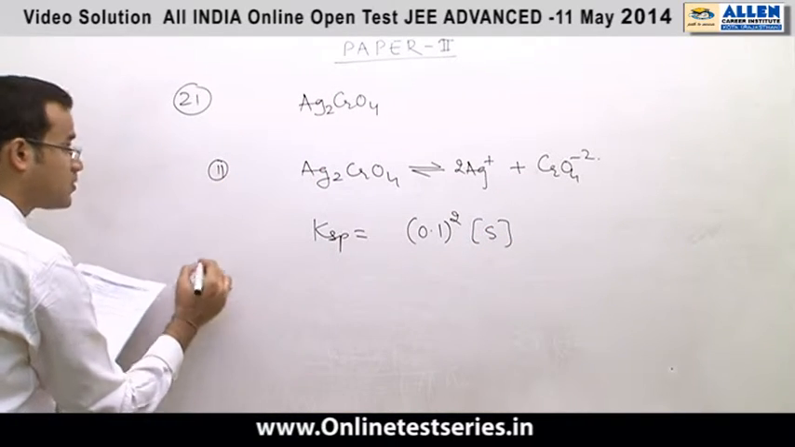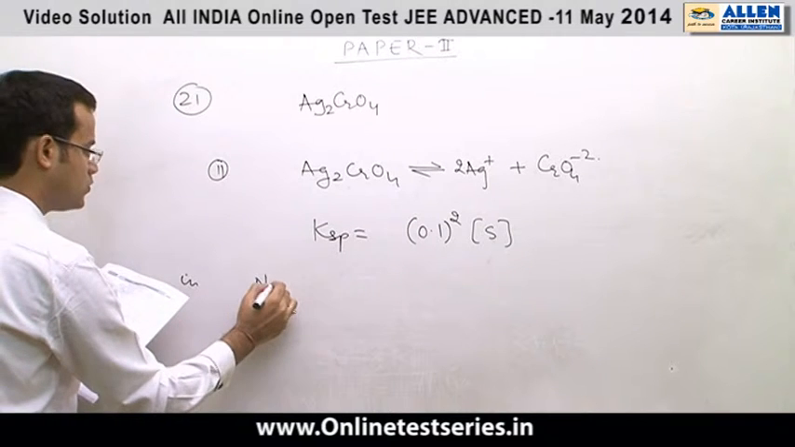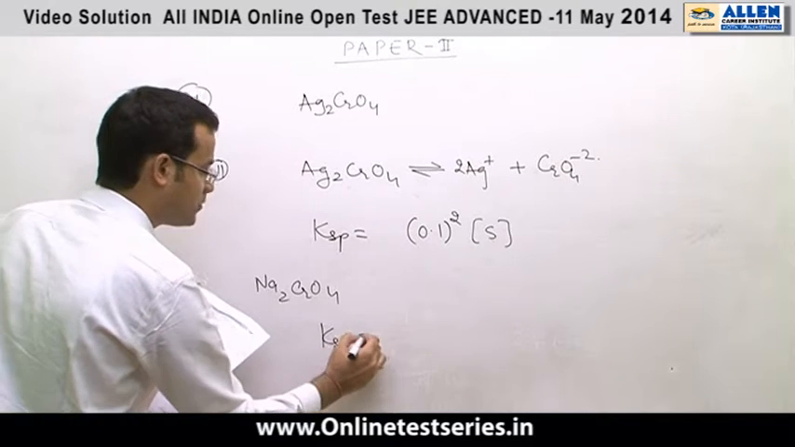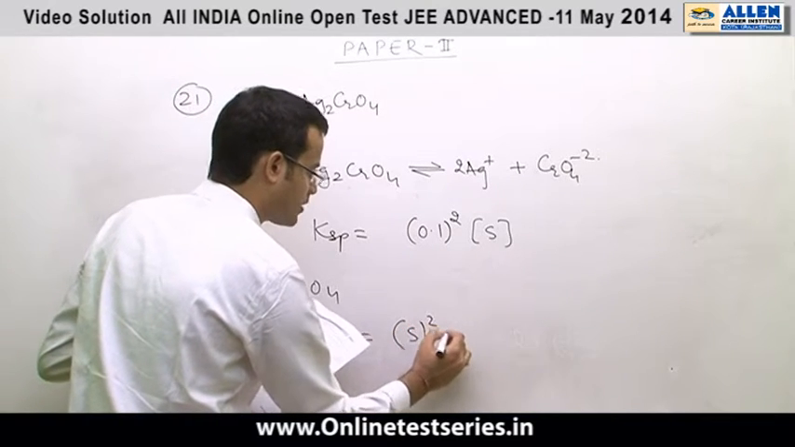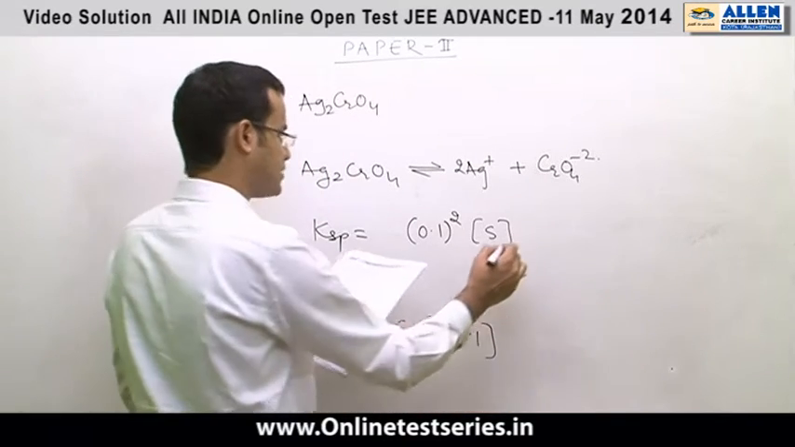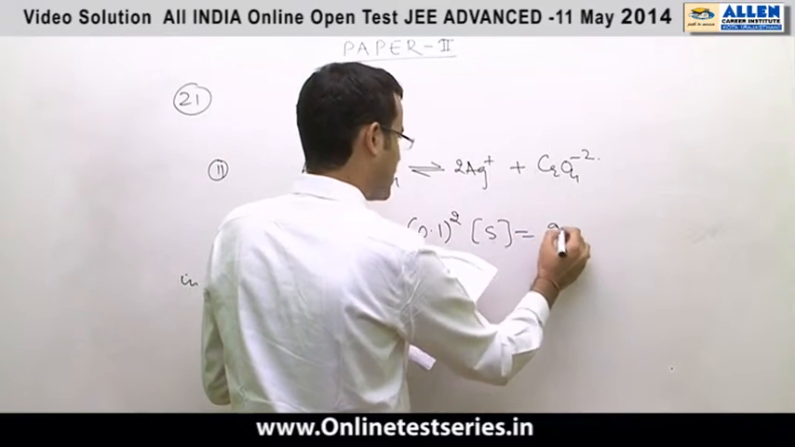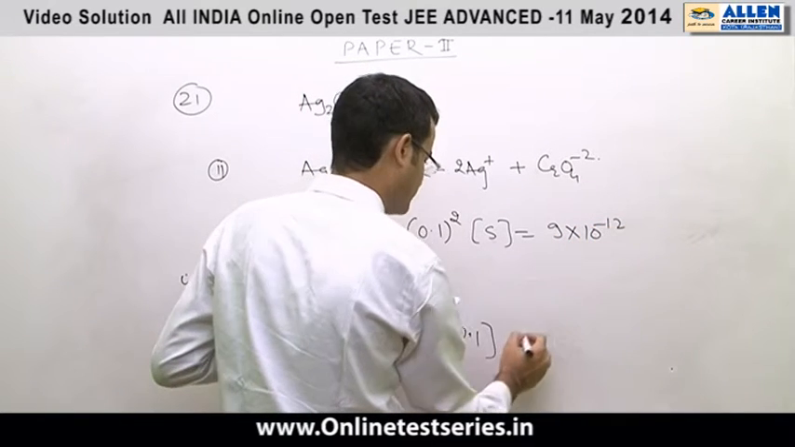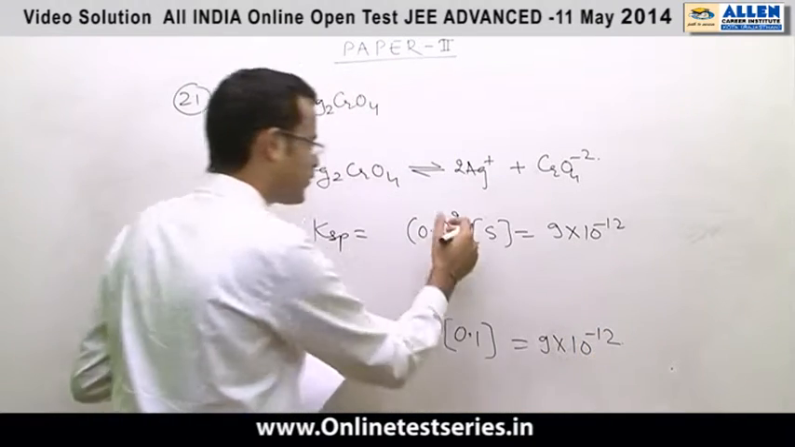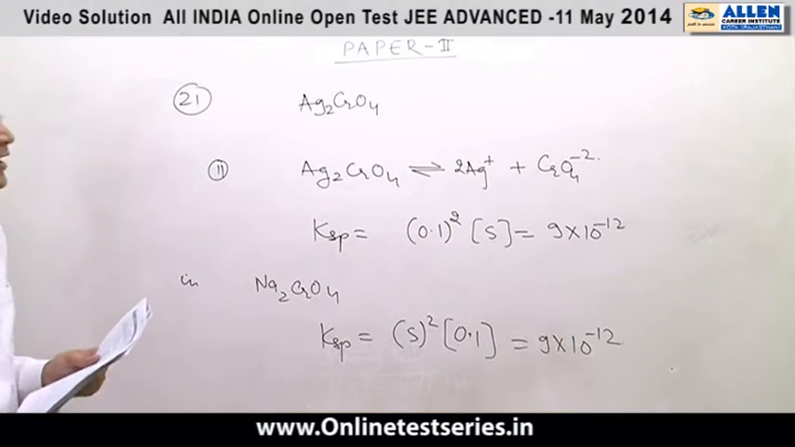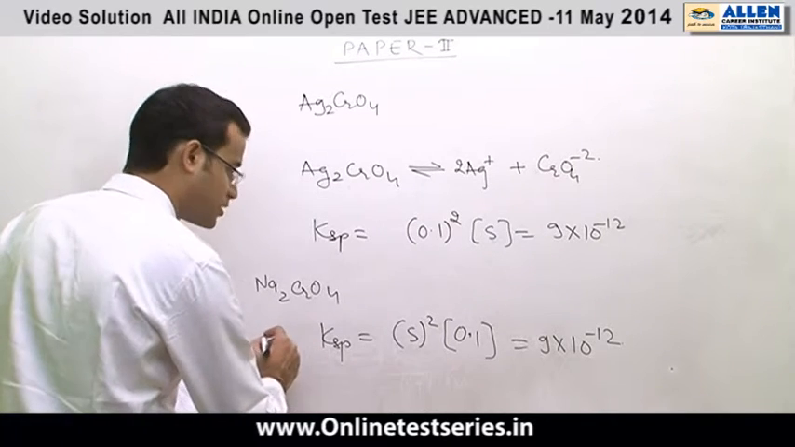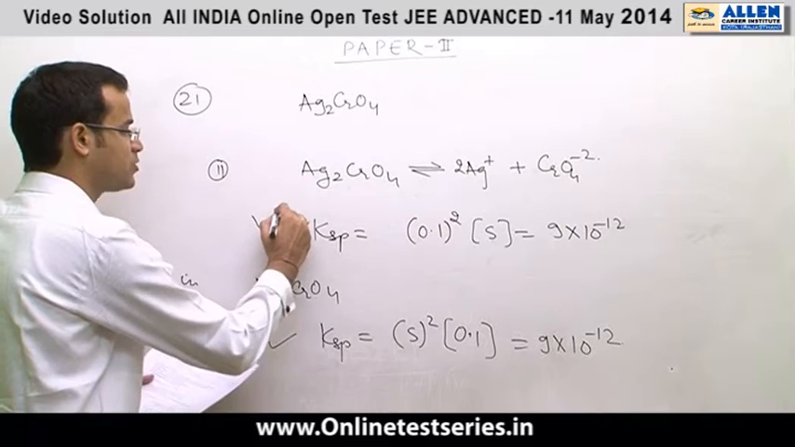In Na2CrO4, the solubility expression will be S square into 0.1. Since Ksp will remain the same, which is 9 into 10 to the power minus 12, here it is again 9 into 10 to the power minus 12. From the above two expressions, we can say that solubility will be more in option 3 than option 2.